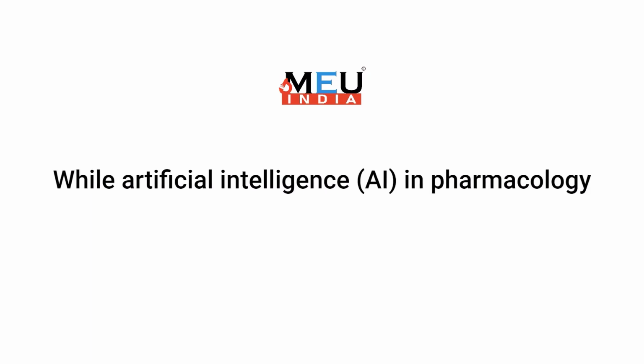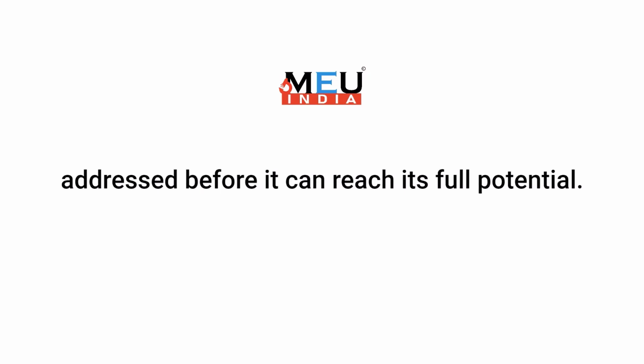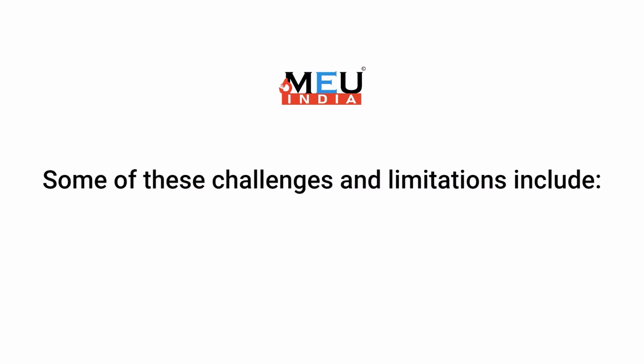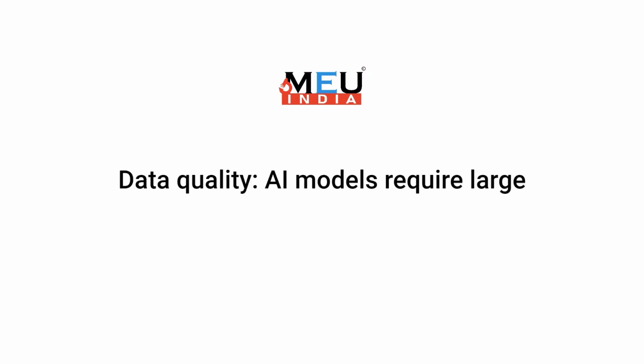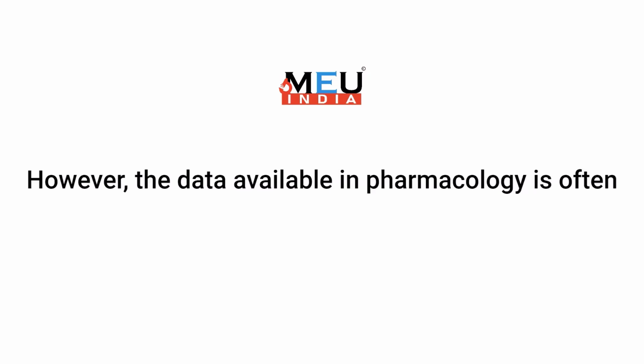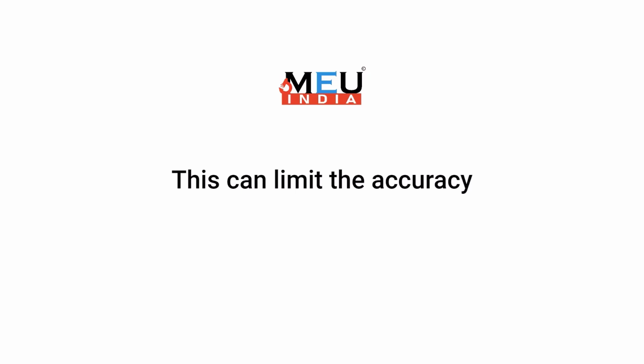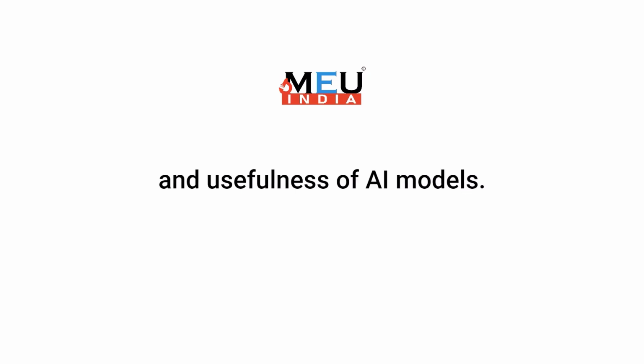Chapter 27, Challenges and Limitations. While artificial intelligence in pharmacology holds immense promise, there are several challenges and limitations that must be addressed before it can reach its full potential. Some of these challenges and limitations include: 1. Data quality. AI models require large amounts of high-quality data to learn from. However, the data available in pharmacology is often heterogeneous, incomplete, and of variable quality. This can limit the accuracy and usefulness of AI models.